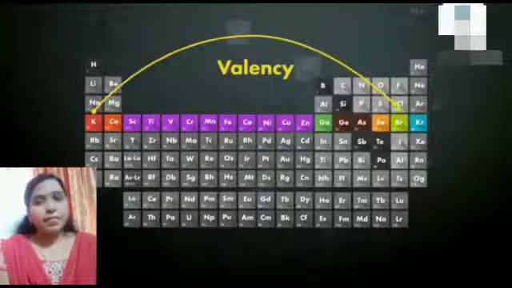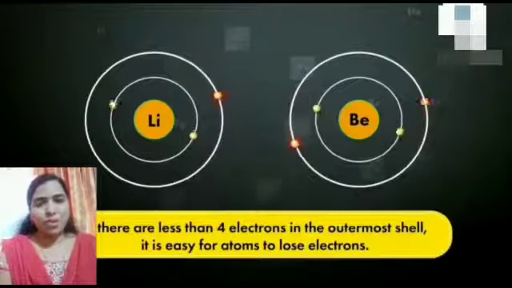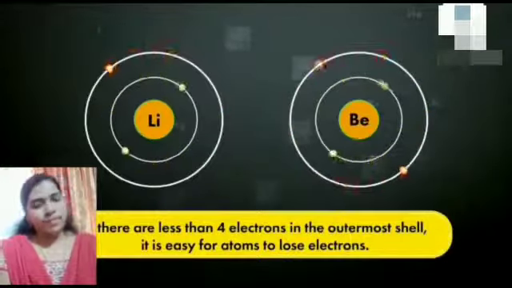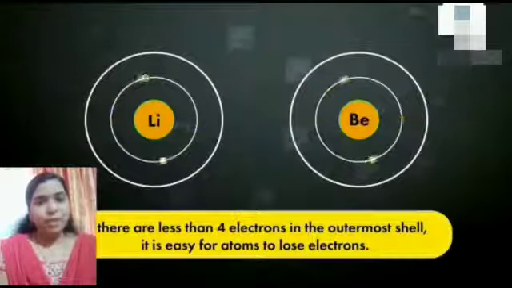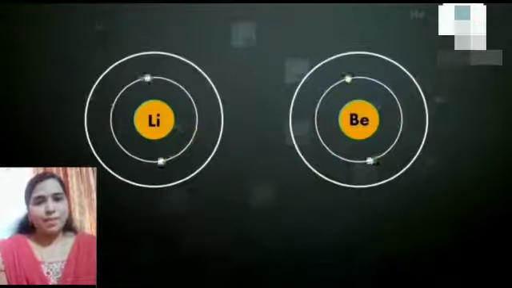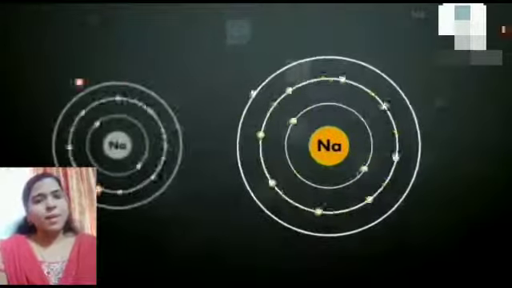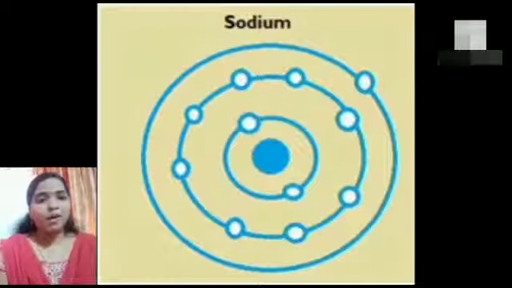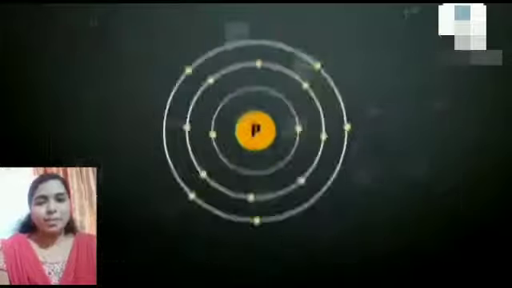If there are less than 4 electrons in the outermost shell, it is easy for atoms to lose electrons. That is why the valency first increases. Okay, let us see one example. That is sodium. In sodium, what is easier, to lose 1 electron or gain 7 electrons? Sodium can easily complete its octet by losing 1 electron from its outermost shell. Thus, its valency is 1. Same goes for magnesium and aluminium, whose valencies are 2 and 3 respectively.